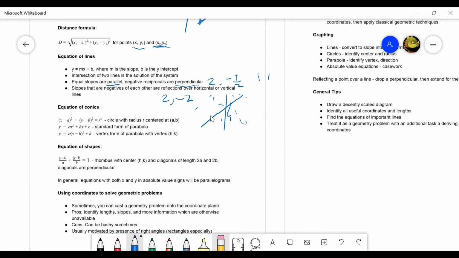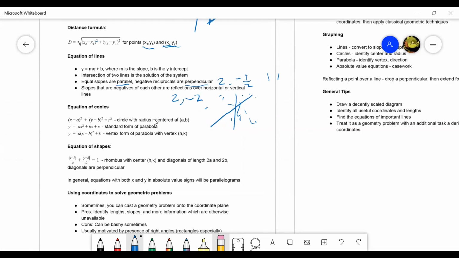Next I'm going to talk about conics, and conics simply refer to these curved shapes. For the most part, you're only going to need to know those that are second degree equations in this level of math. By second degree, I just mean that the highest power of the variable is going to be 2.